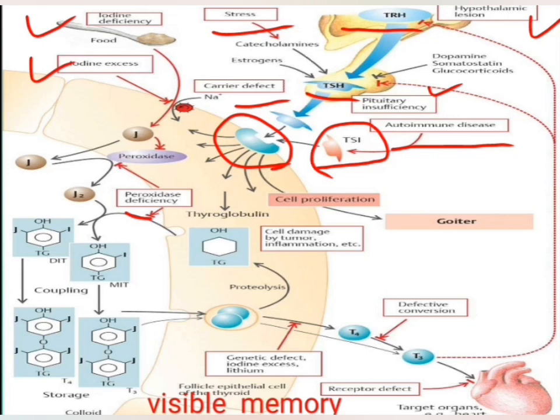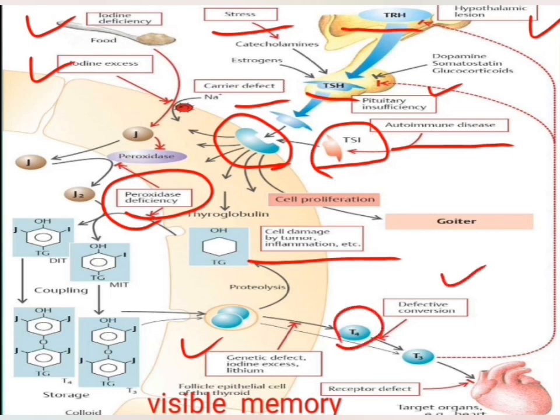There may be peroxidase deficiency causing defective iodination and coupling. There may be cell damage by tumor and inflammation causing decreased production. There may be genetic defect, iodine excess and lithium. There may be defective conversion from T4 to T3 hormone. There may be receptor defect causing decreased response of these hormones.